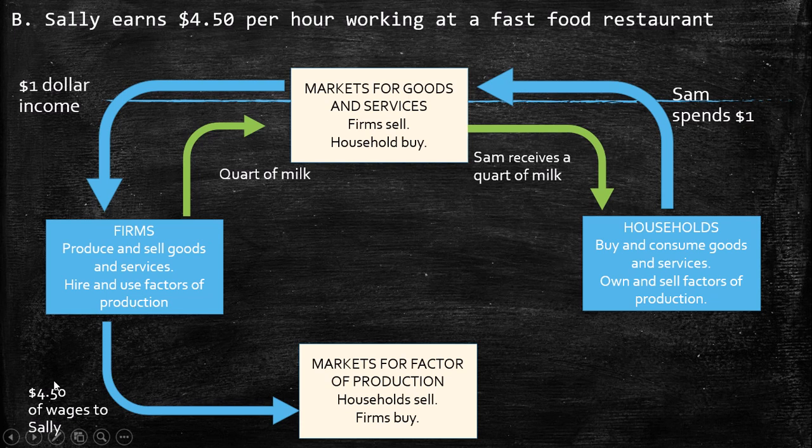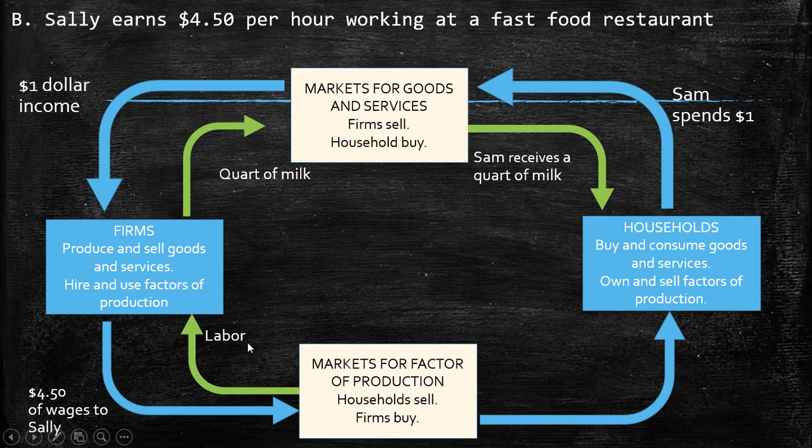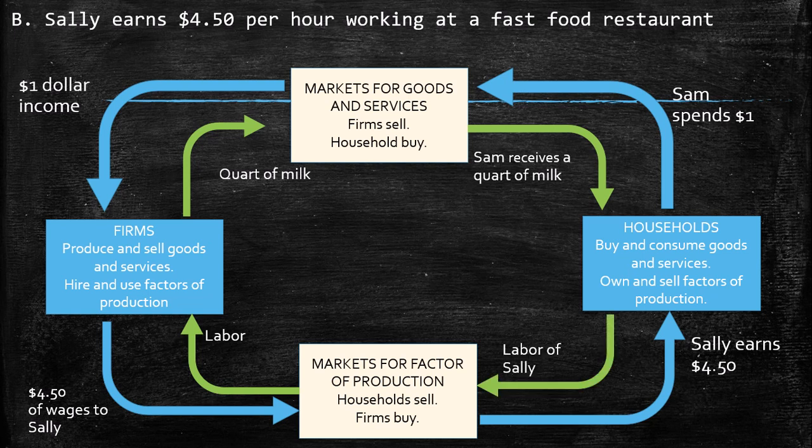The firm has to pay the salary of Sally, which is going to be in the flow of dollars. In exchange for this payment, the firm receives labor. And if we go, this $4.50 goes to the household in the same flow of money, which is the outer loop. So Sally earns $4.50, and in return she has to offer labor. So it's the labor of Sally.